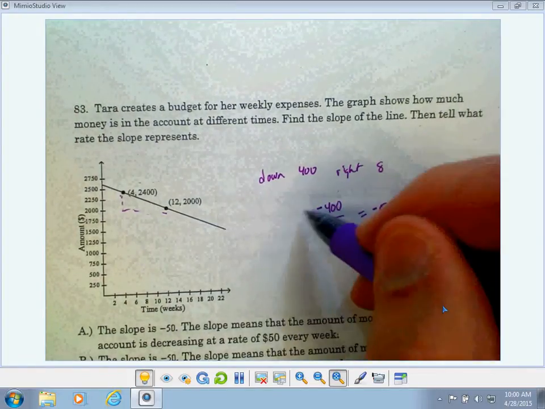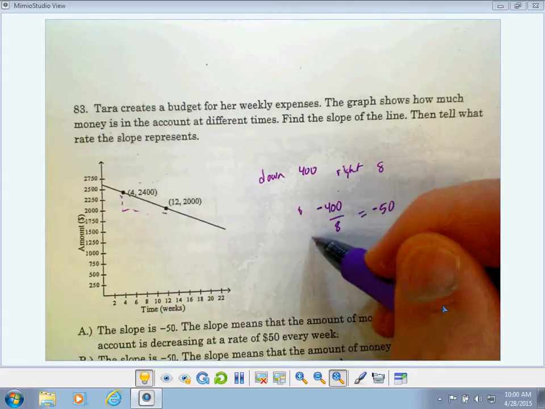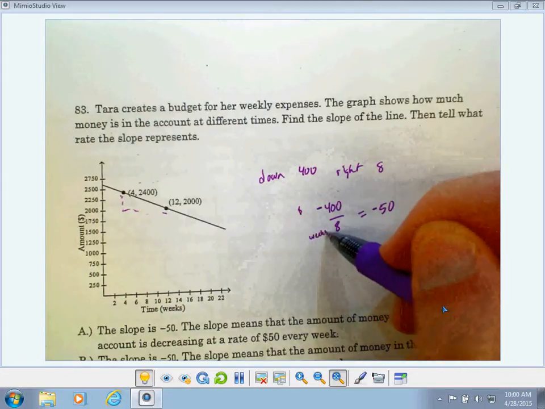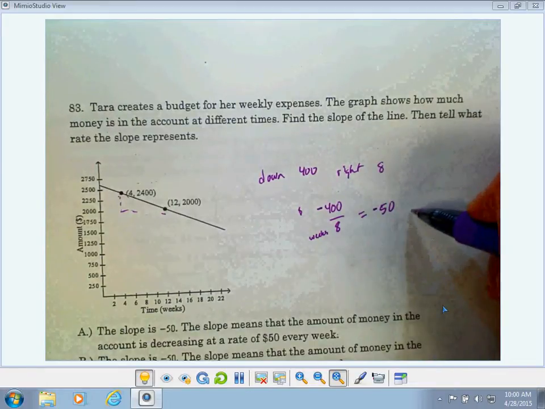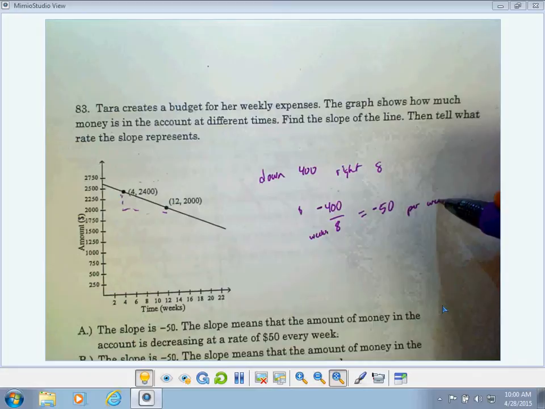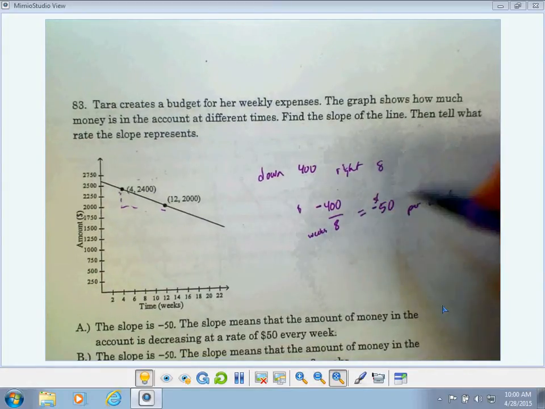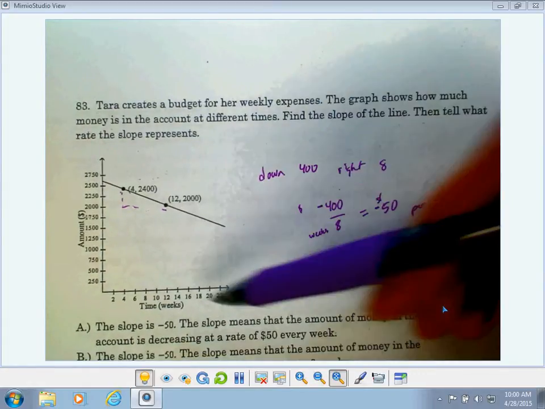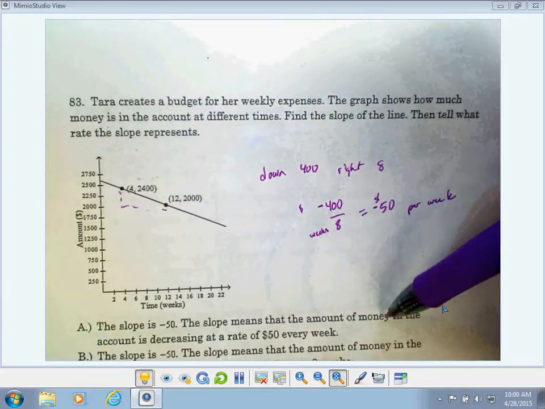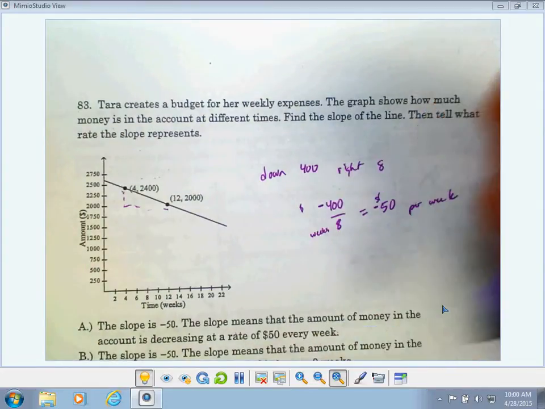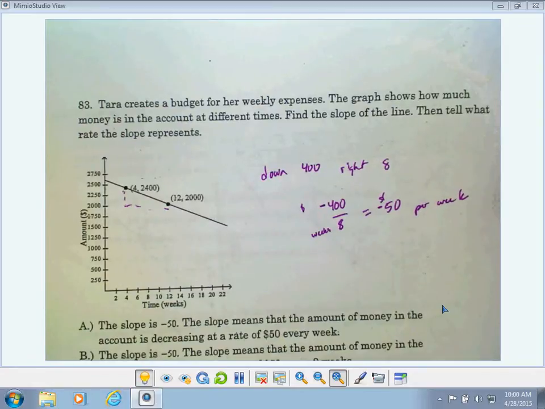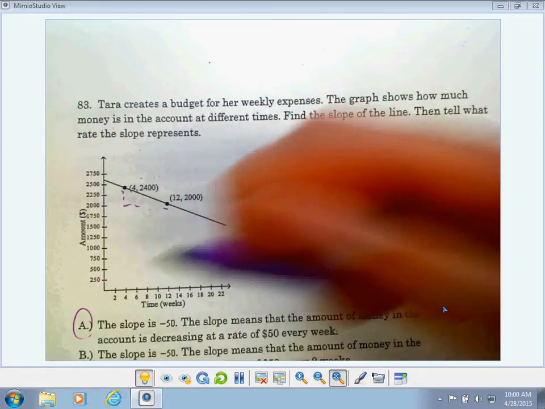So what are we talking about here? Well, this was dollars, and this was weeks. So she's losing $50 per week. So it says the slope is negative 50. The slope means that the amount of money in the account is decreasing at a rate of $50 every week. Well, that sounds awful good.